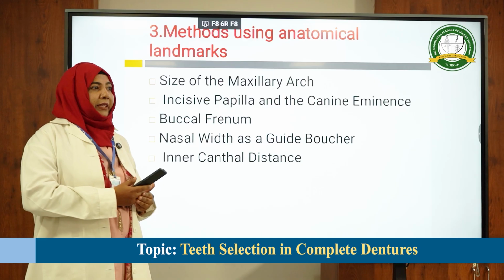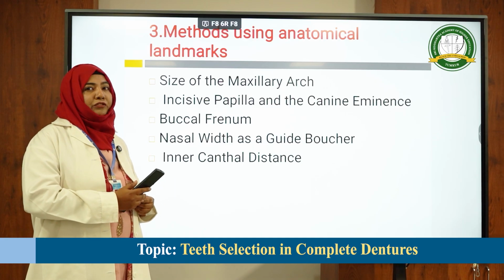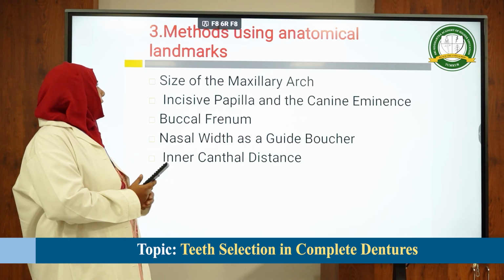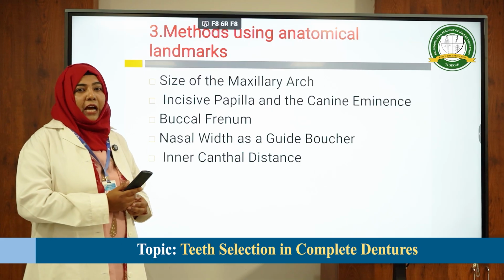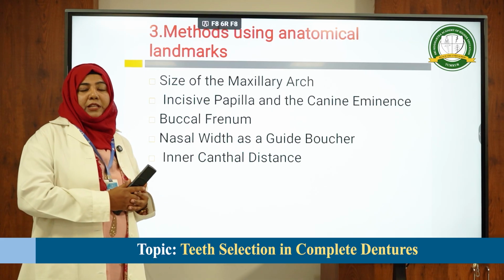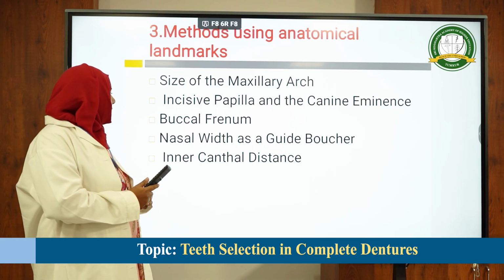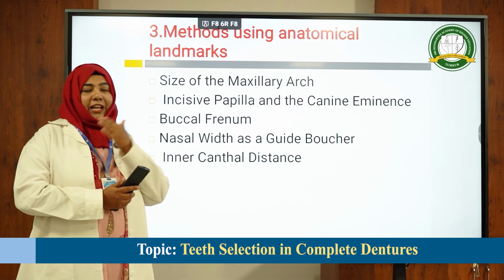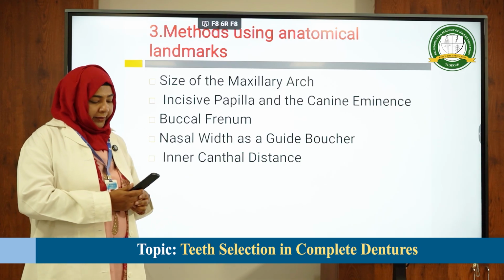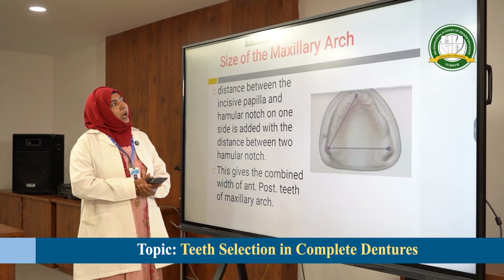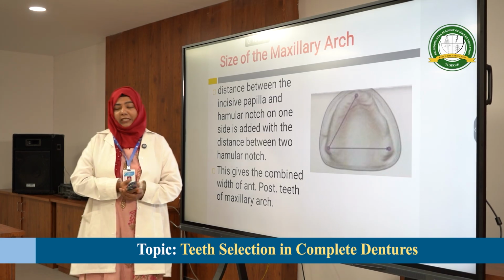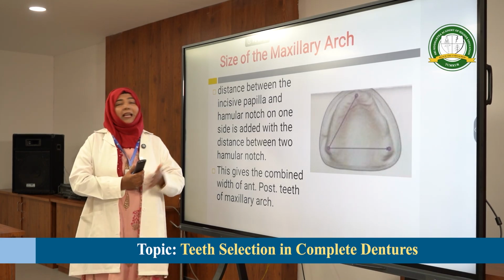Then we have other methods using the anatomical landmarks of the patient. We can use landmarks such as the size of the maxillary arch, or location of the canine eminences, location of the buccal frenum. Then we have nasal width and intercanthal distance as a guide. So how to select the size of the maxillary anterior teeth using the size of the maxillary arch?